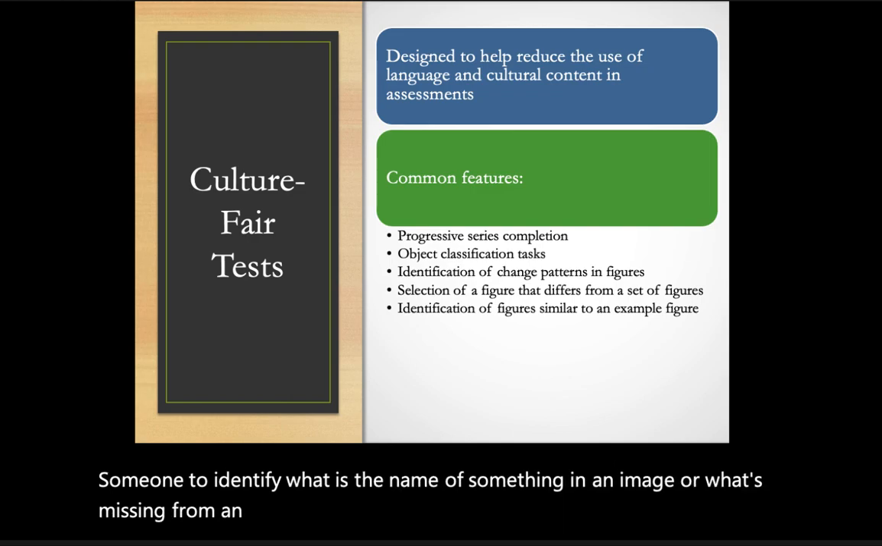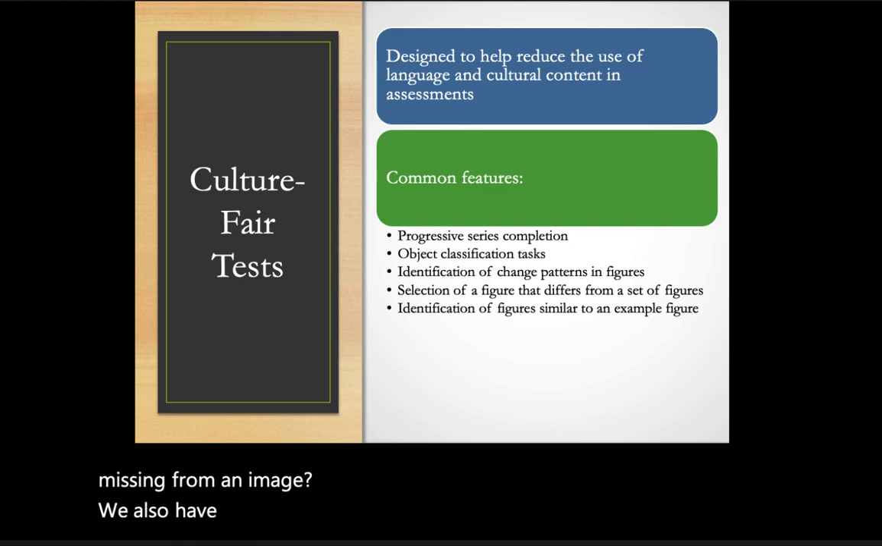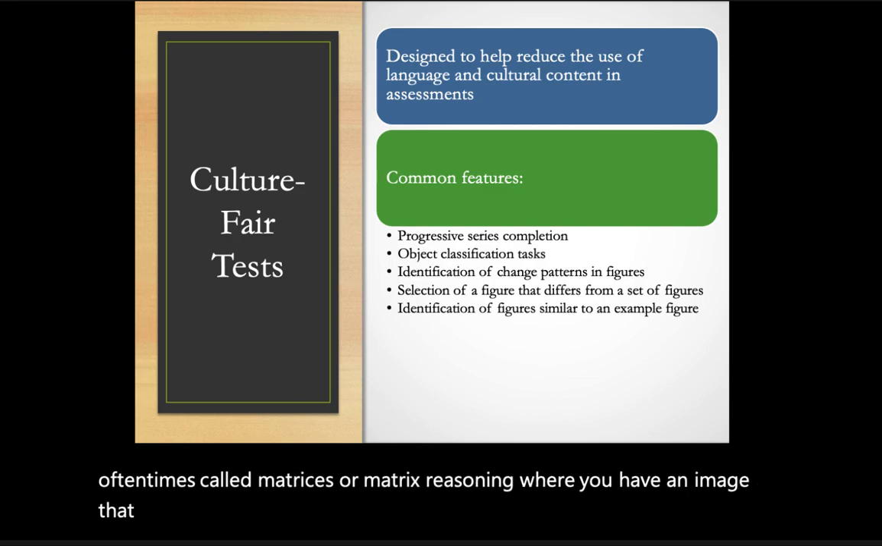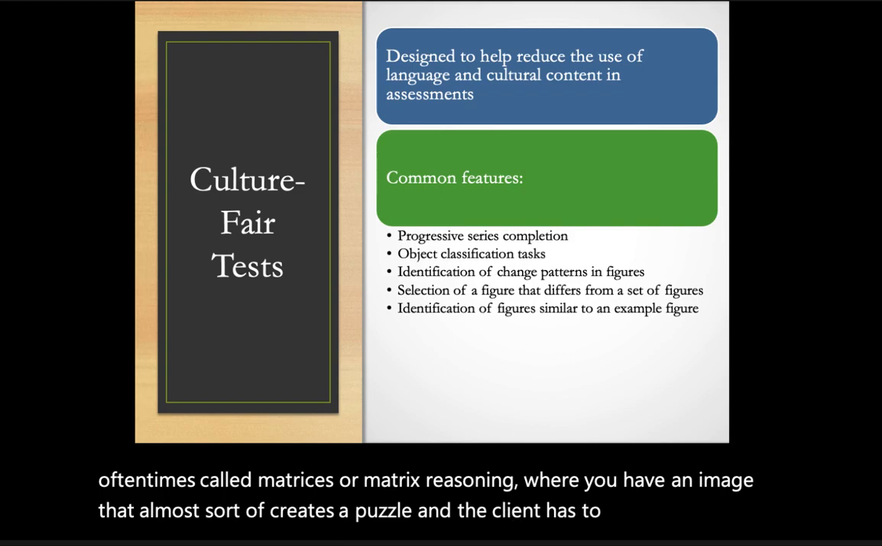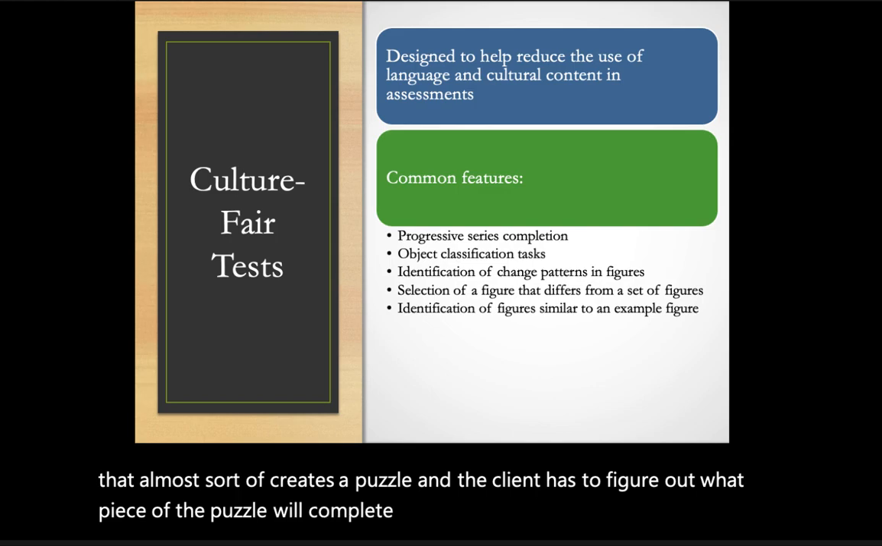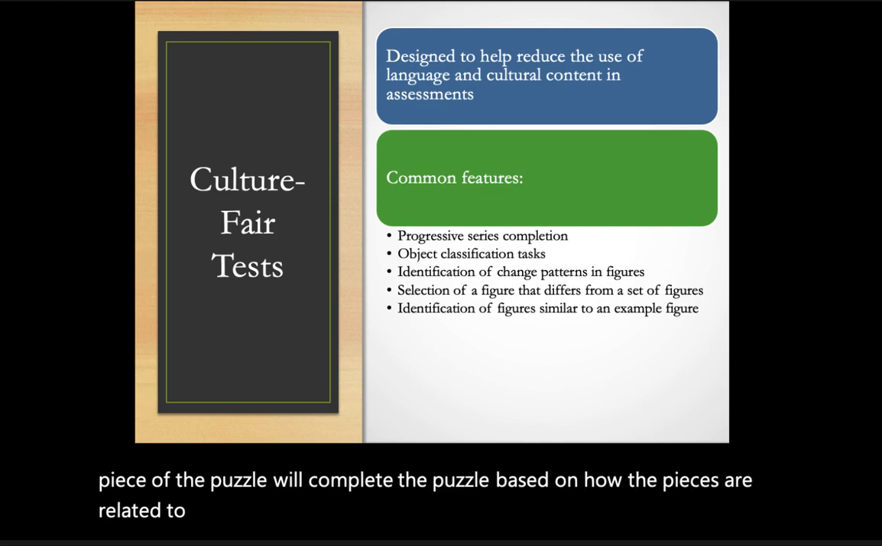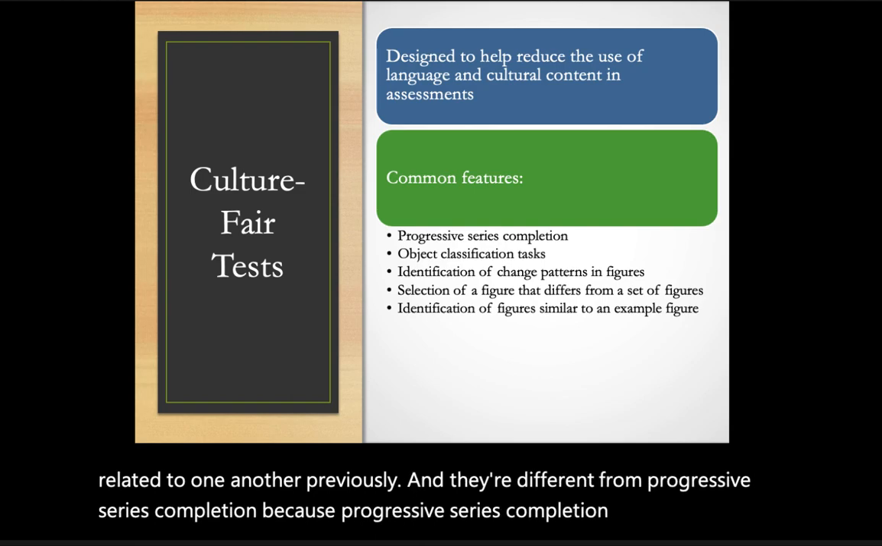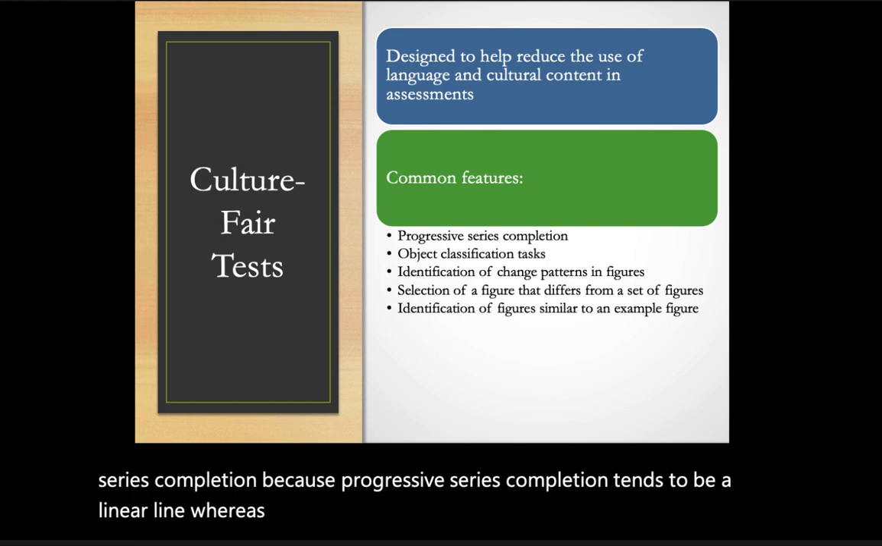We also have identification of change patterns in figures, which is oftentimes called matrices or matrix reasoning, where you have an image that almost sort of creates a puzzle, and the client has to figure out what piece of the puzzle will complete the puzzle based on how the pieces are related to one another previously. And they're different from progressive series completion because progressive series completion tends to be a linear line, whereas matrices tend to be in like a 2x2 format.